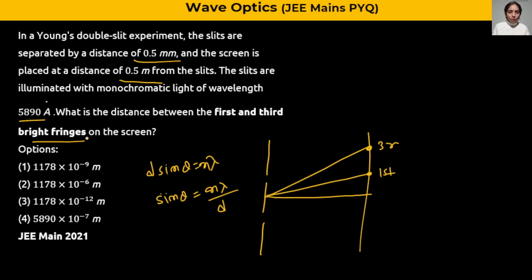Lambda is in the range of what? It is in the range of angstrom, and d is in the range of what? This is in the range of millimeter. So this angle is going to be quite small. You can go with the small angle approximation.